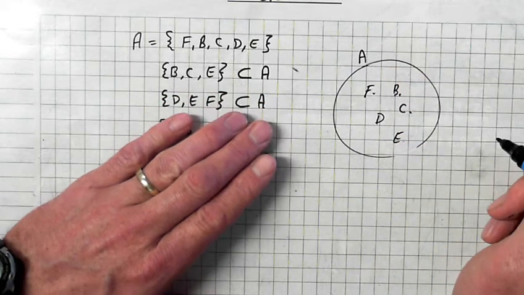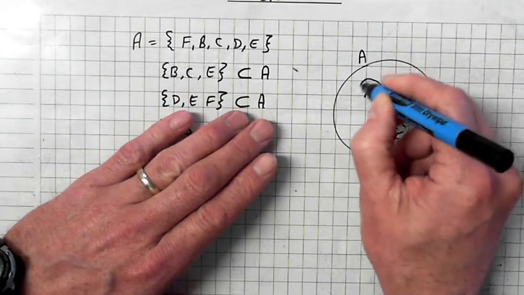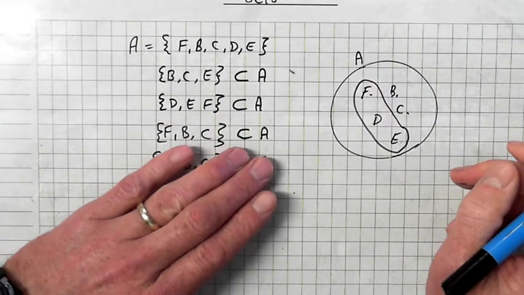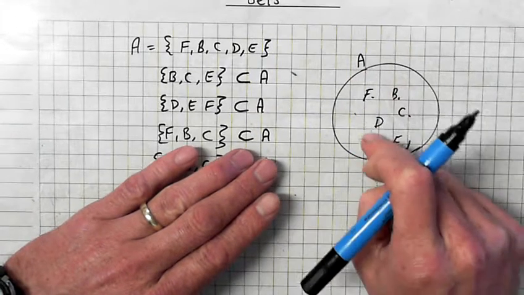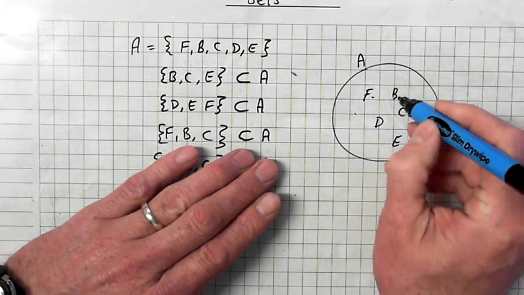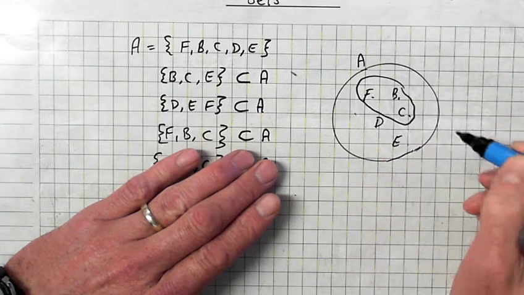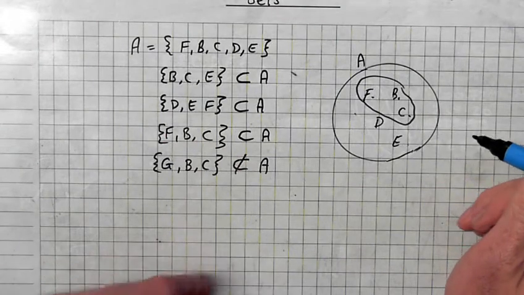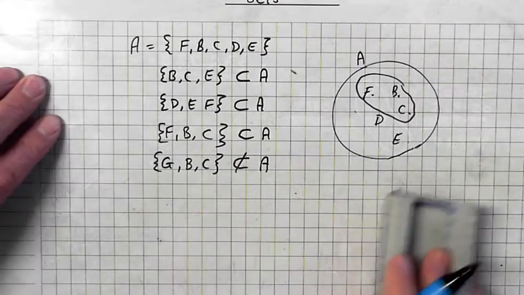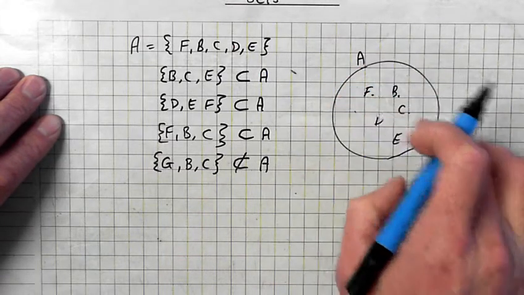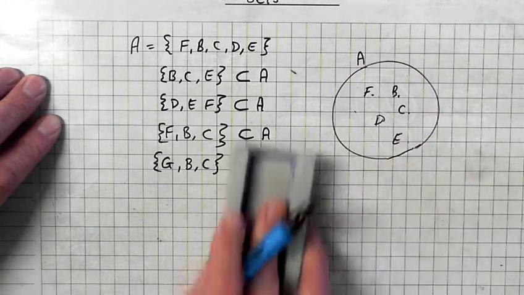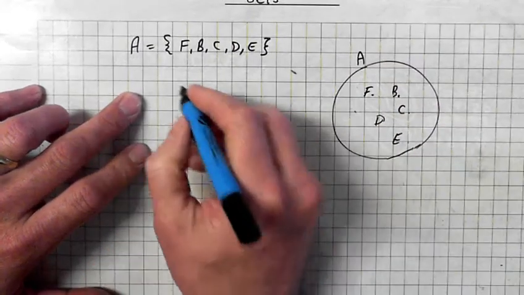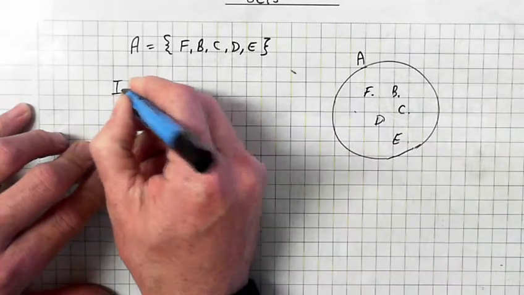Alright, how do we do the next one? D, E, F is a subset of A. And F, B, C, if I can. F, B, C is a subset of A. Alright? That's handy enough, yeah? So that's contained in. Is it contained in? Is it a subset? And then we'll go on to a few questions that we did.